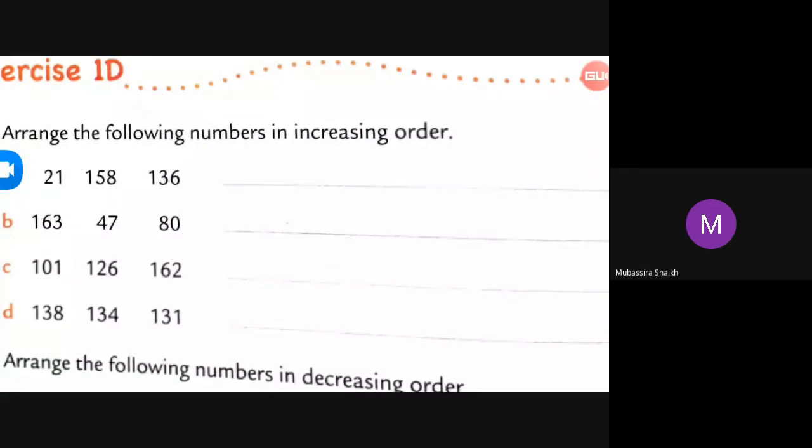My voice is not clear, ma'am. Voice is clear, but there is some disturbance. Yes, someone's mic is on, that's why this disturbance is created. Just mute them.